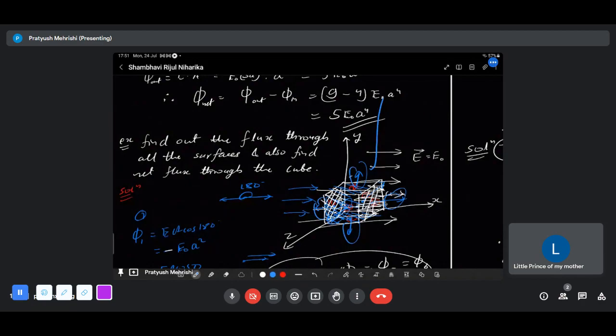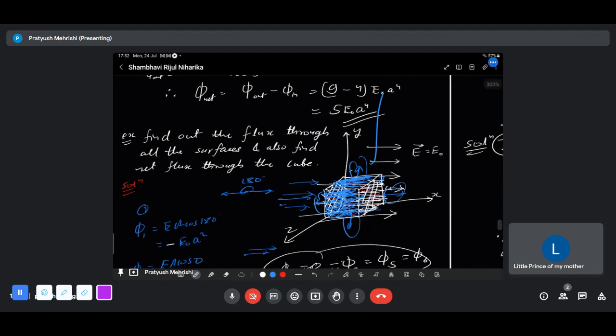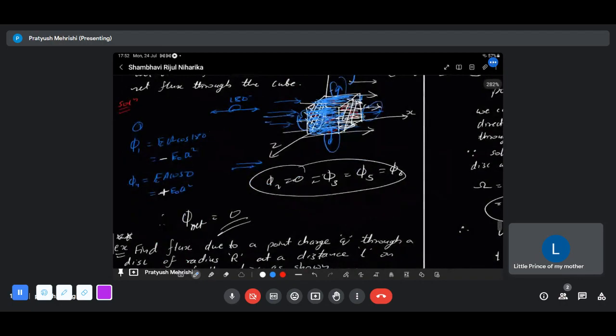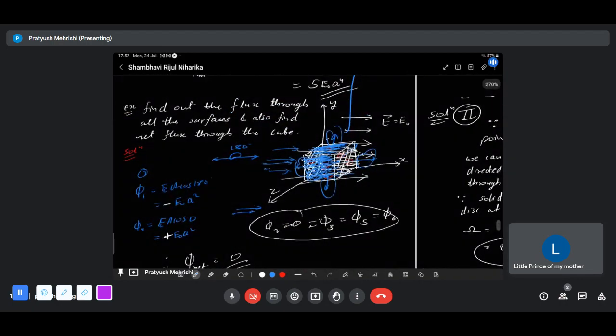See carefully, electric field lines are coming like this. So this one, similarly the bottom, and that backside face are now parallel to the electric field. These areas which are parallel to the electric field will have zero flux.